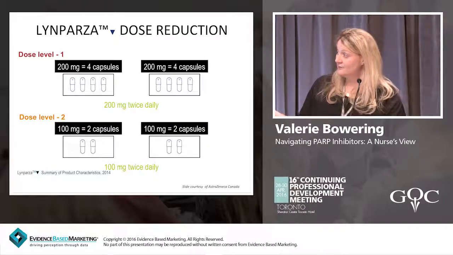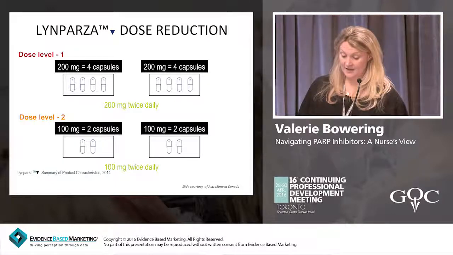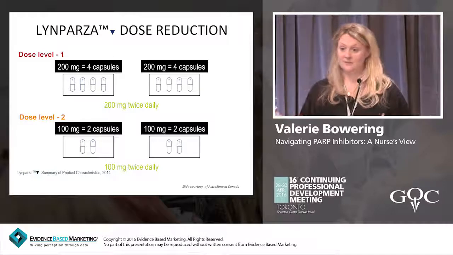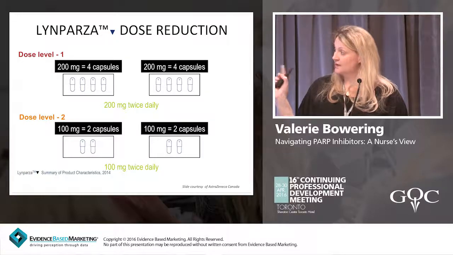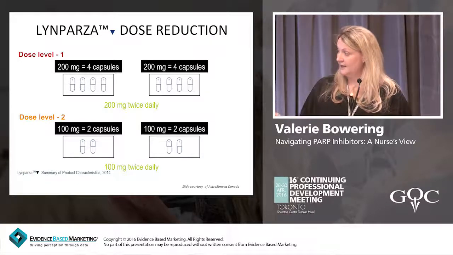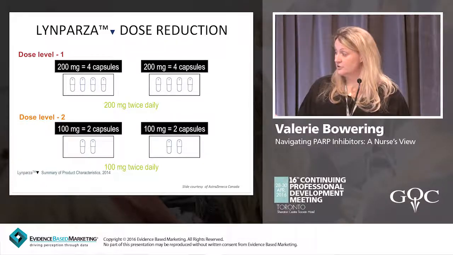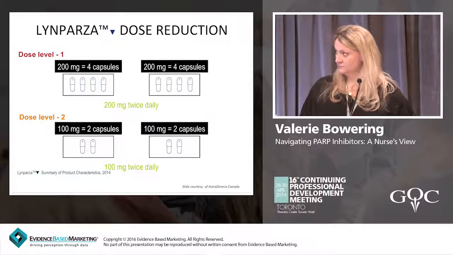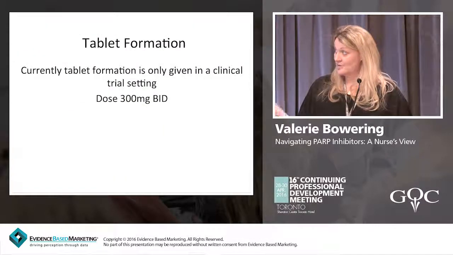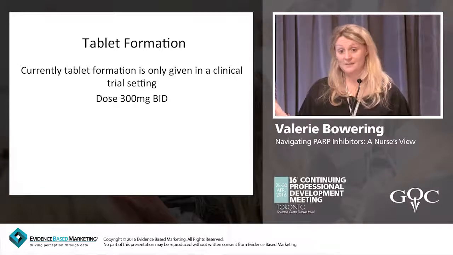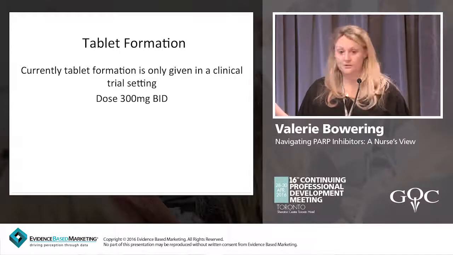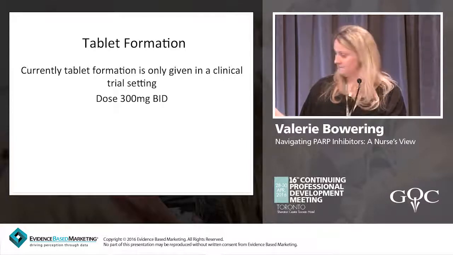So this is the dose level reduction. You're going to look at 200 milligrams. Just note that you don't go from 400 to 300. It's actually 400 to 200, so it's 4 capsules twice a day. And then if you have to go down again, it's going to be 100 milligrams, so 2 capsules twice a day. There is a tablet formulation, which is a few less pills. However, that's still in clinical trial, and the dose is 300 milligrams twice a day.